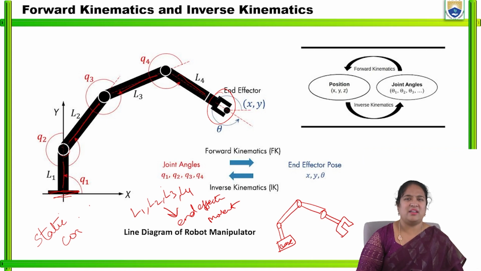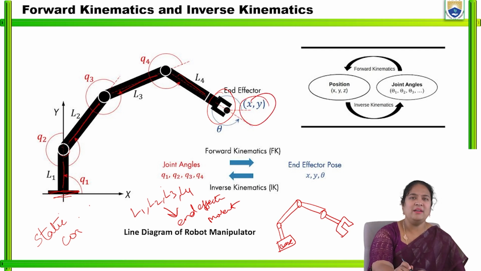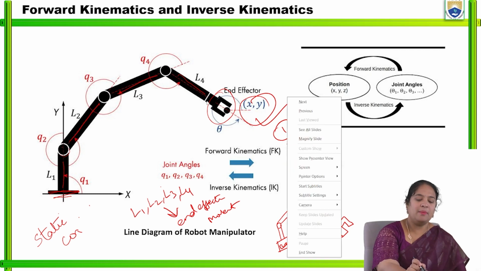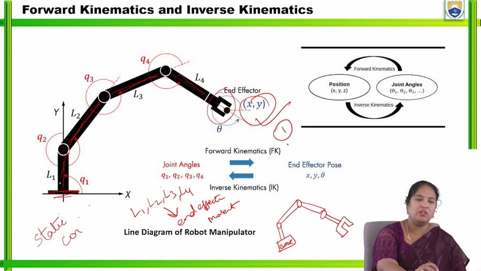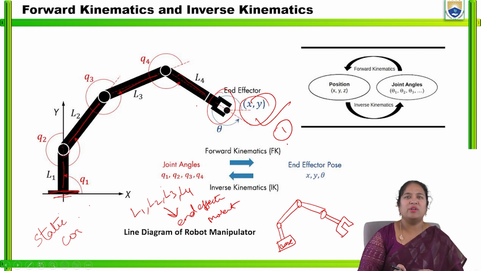Whereas in the inverse kinematics, with the help of the end effector movement, first we will find out the end effector movement, based on which we will find all these particular joints, right? That is known as the inverse kinematics. That is the reverse of the forward kinematics.